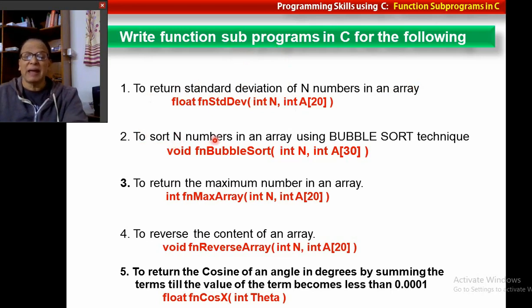Similarly, we have done the bubble sort. So, to sort n numbers in an array using bubble sort, the function name is function bubble sort, n numbers in this array, array a. All that code has to come here, which you have to write.